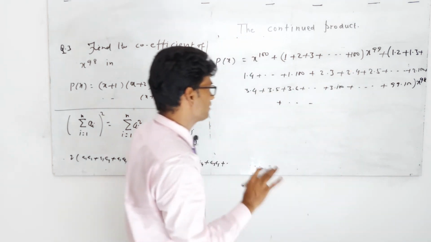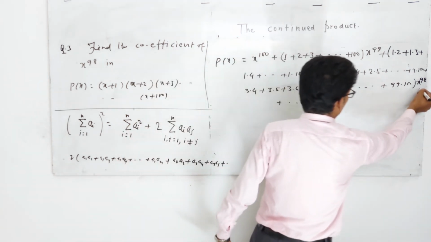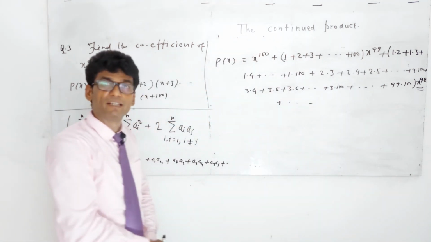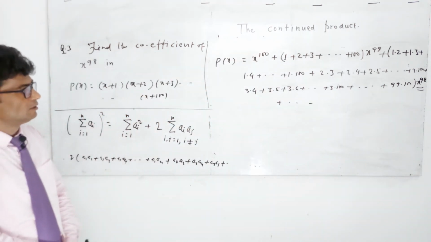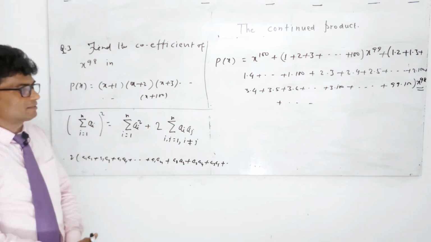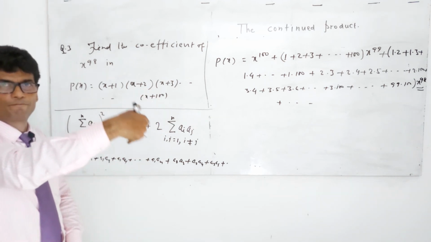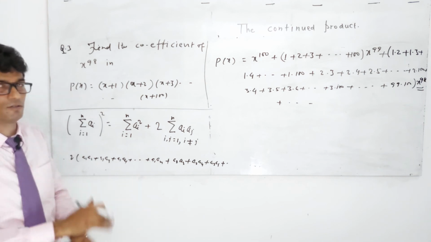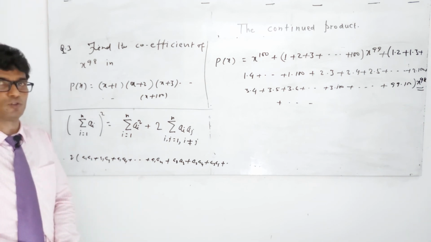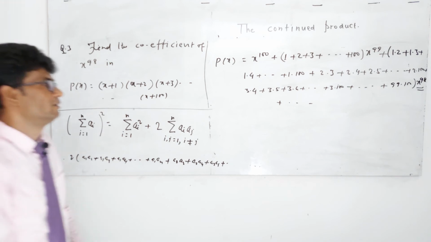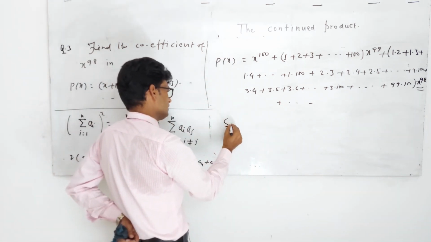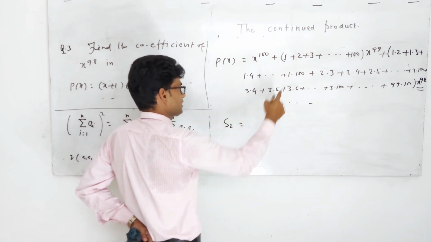But we are interested here in the coefficient of x to the power 98. That is why we are not interested in writing the remaining terms containing the lesser power of x, x to the power 97, 96, 95 and so on and so forth. We are not interested in that because we have to find the coefficient of x to the power of 98. So now what we have to write here, say here, is S2. What is S2? That much.